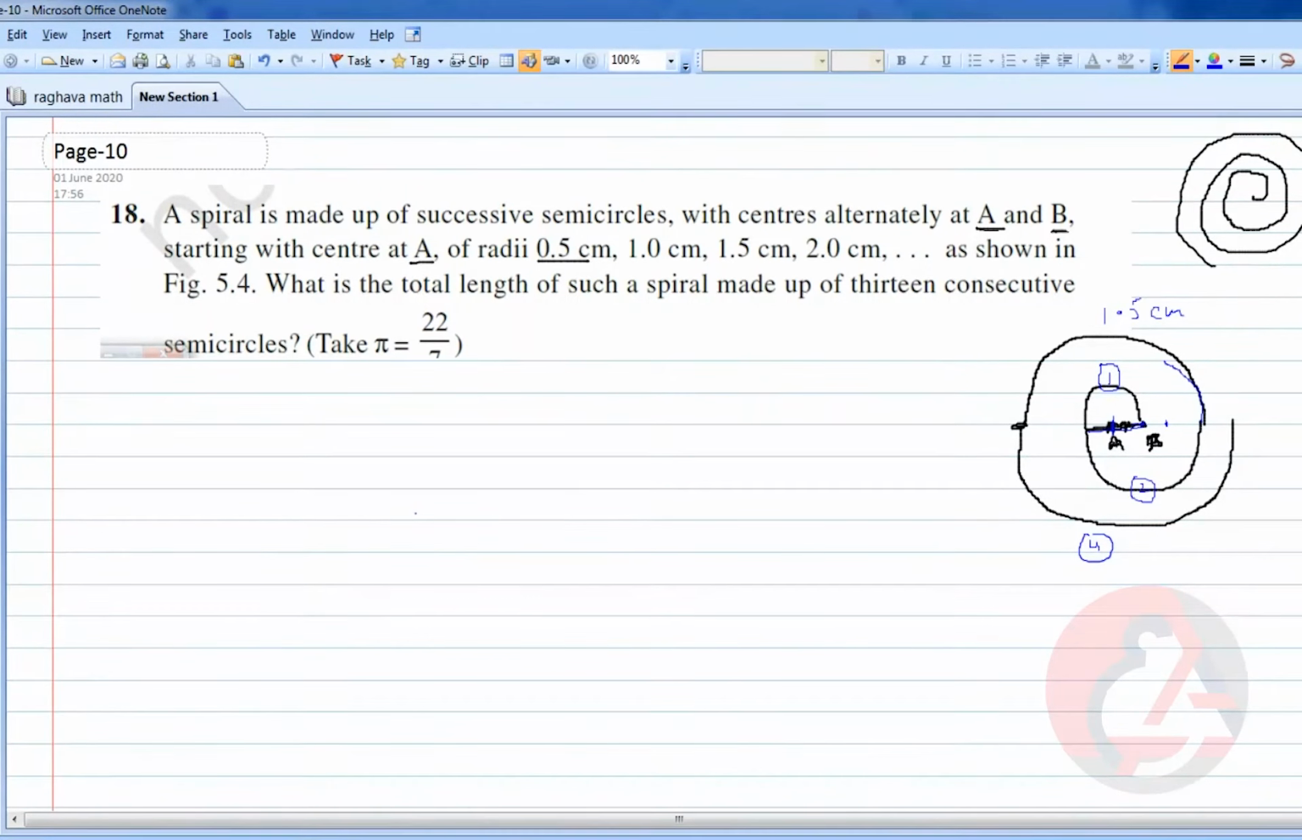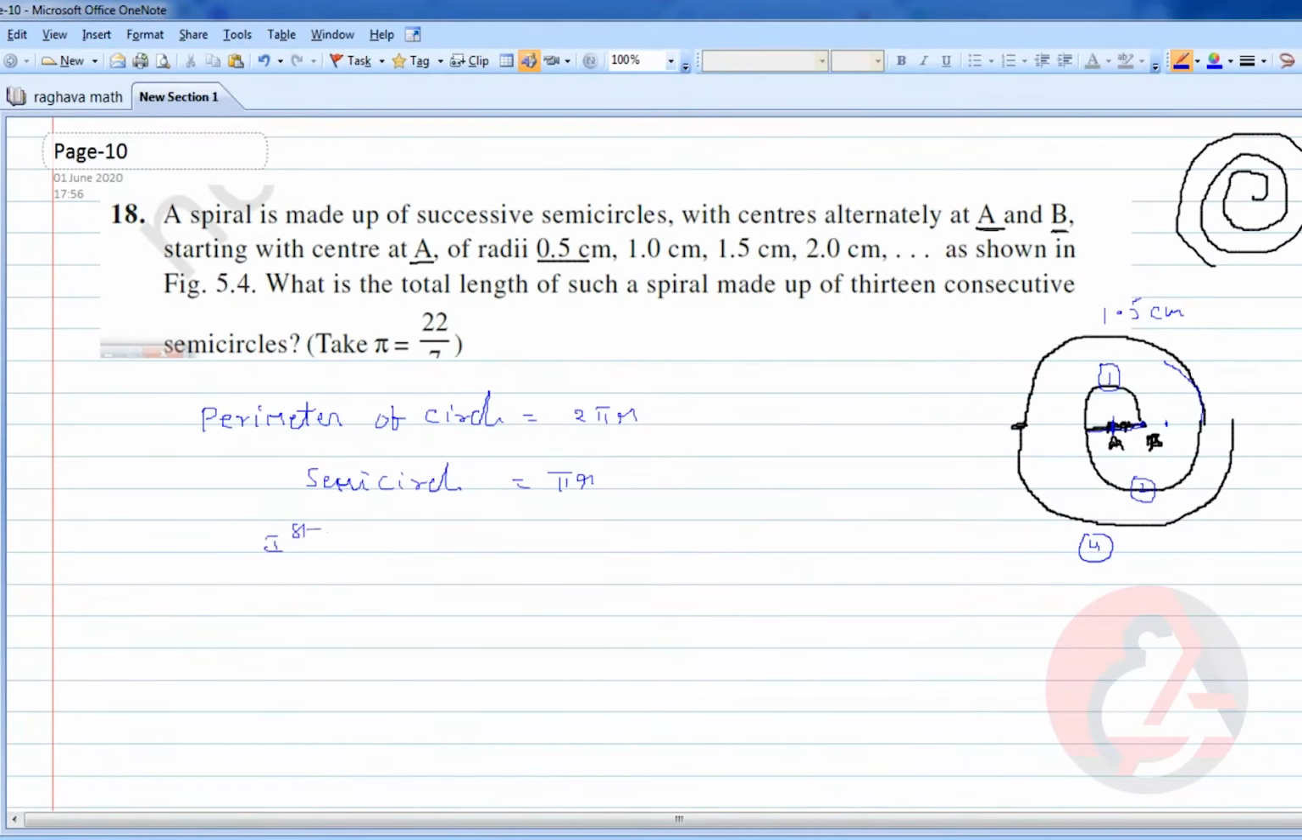What he is asking is, find the total length of the spiral. So the total length of the spiral is nothing but the length of the first semicircle plus the length of the second semicircle plus the length of the third semicircle. So what is the formula for a semicircle? A semicircle means half of the circle. The circumference of the circle is 2 pi r, but for a semicircle it is pi r.